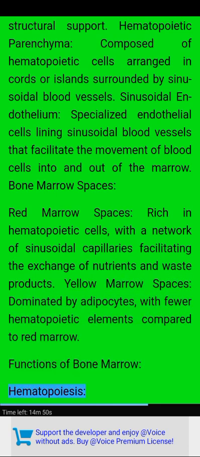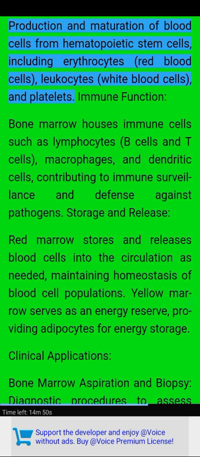Functions of bone marrow. Hematopoiesis: production and maturation of blood cells from hematopoietic stem cells, including erythrocytes (red blood cells), leukocytes (white blood cells), and platelets. Immune function. Bone marrow houses immune cells such as lymphocytes (B cells and T cells), macrophages, and dendritic cells, contributing to immune surveillance and defense against pathogens.